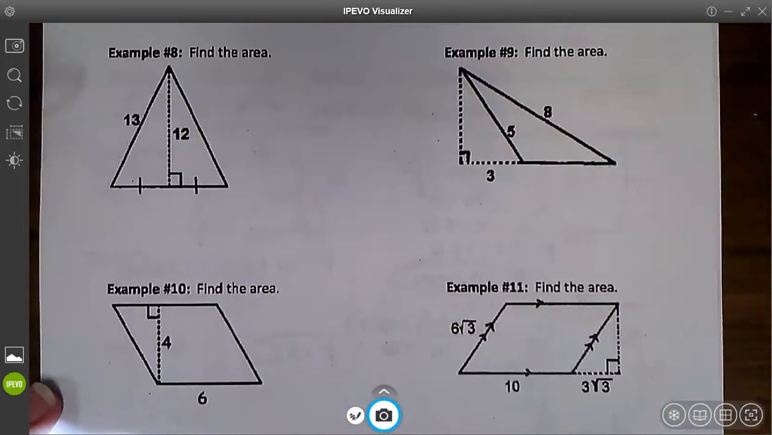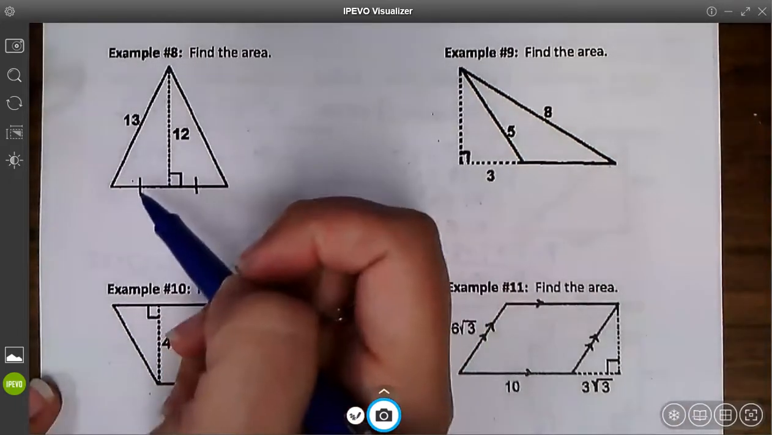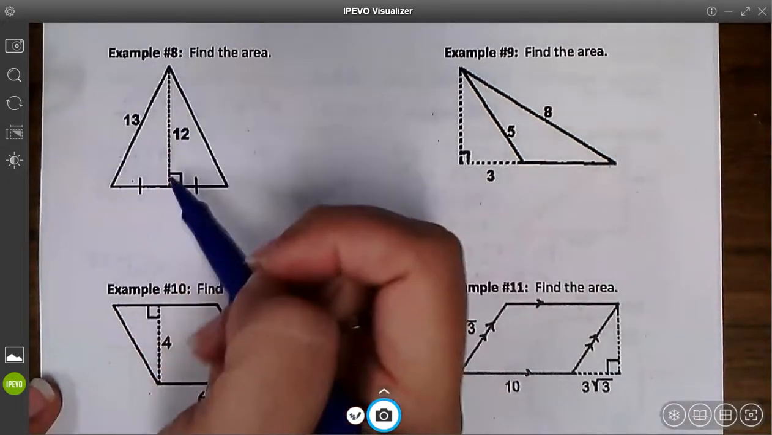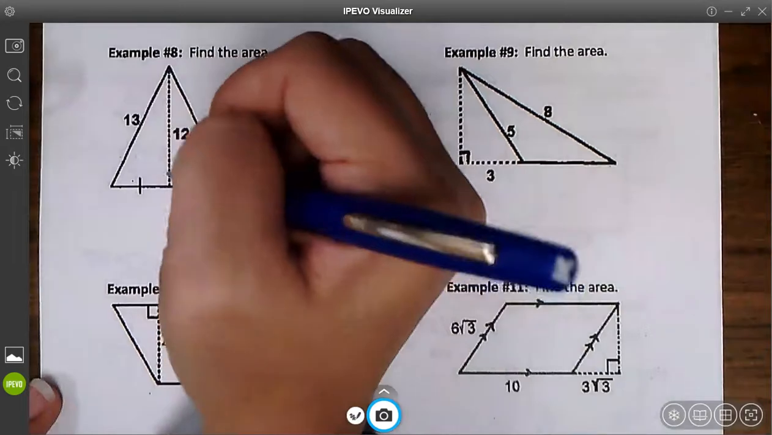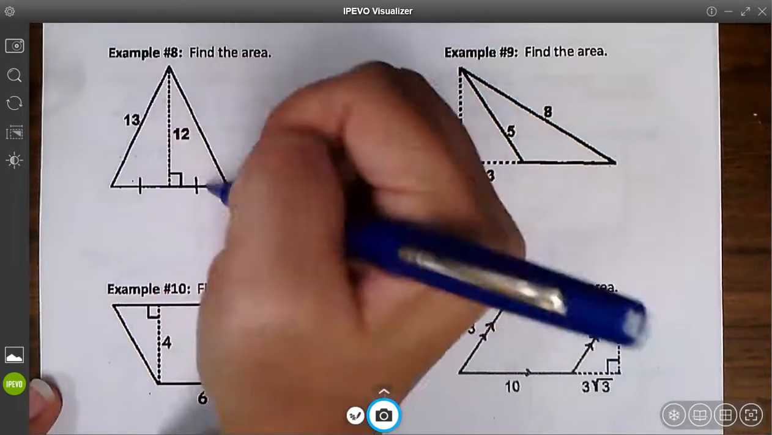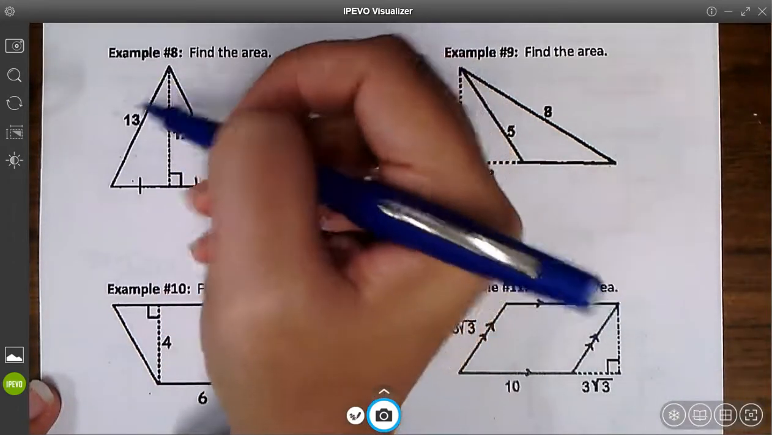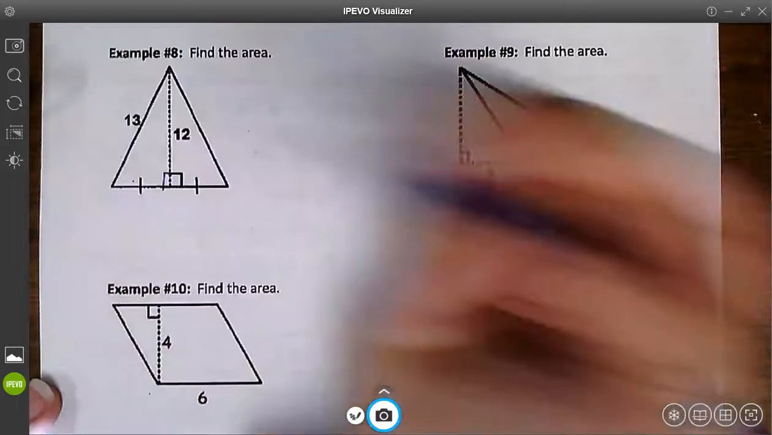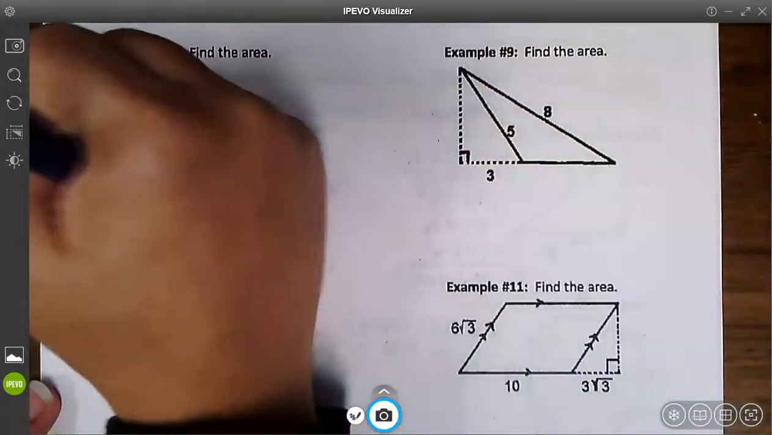So we're just going to practice finding the area. The area of the triangle. So what we need to find here to find the area is this base. We have our height, but we need to find the base. We can find the base because we know these two things are congruent and using the Pythagorean theorem because of this right triangle. So I'm going to call this x.